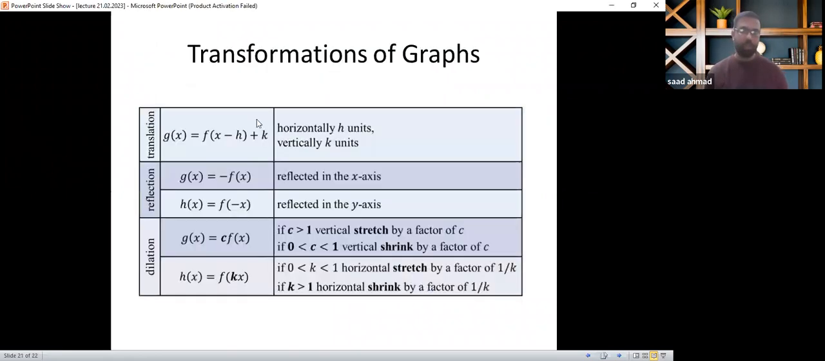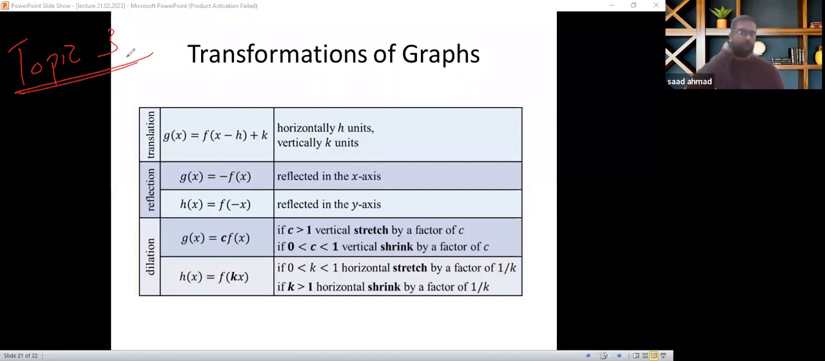Okay, so now the last thing, this is the third one, the last topic for now: the transformation of graphs. Let's say we have a graph and we want to transform it. We want to move it up, down, left, right, flip it, reflect it, shrink it, expand it. So let's start from the first one. Let's say g of x is f of x minus h, plus k, right? So this h here moves it horizontally. If this is x minus h, let's say x minus 2, like this, f of x minus 2 plus something, right?